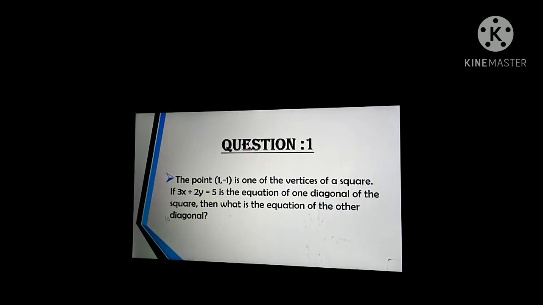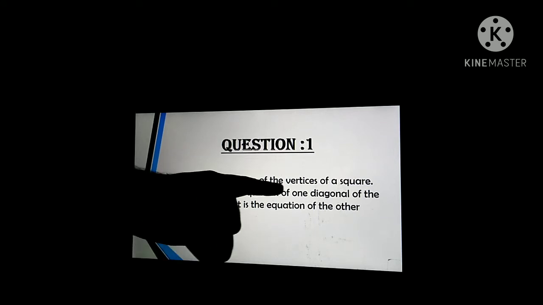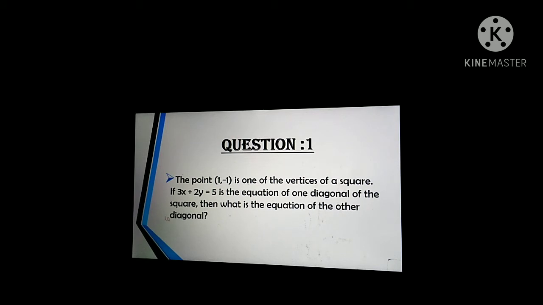This is the final assessment test. In the first part, I have this question. The point (1, -1) is one of the vertices of a square. If 3x + 2y = 5 is the equation of one diagonal of the square, then what is the equation of the other diagonal?